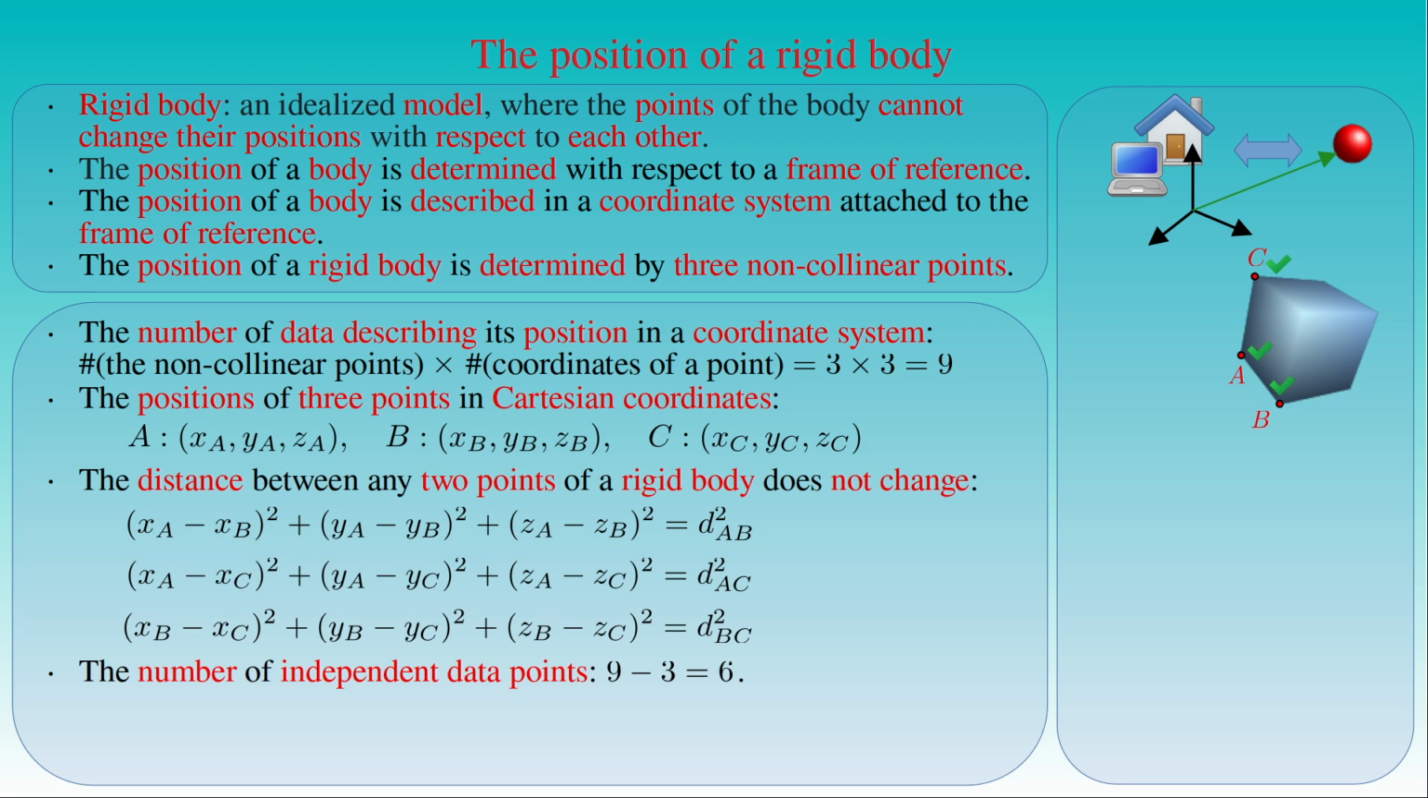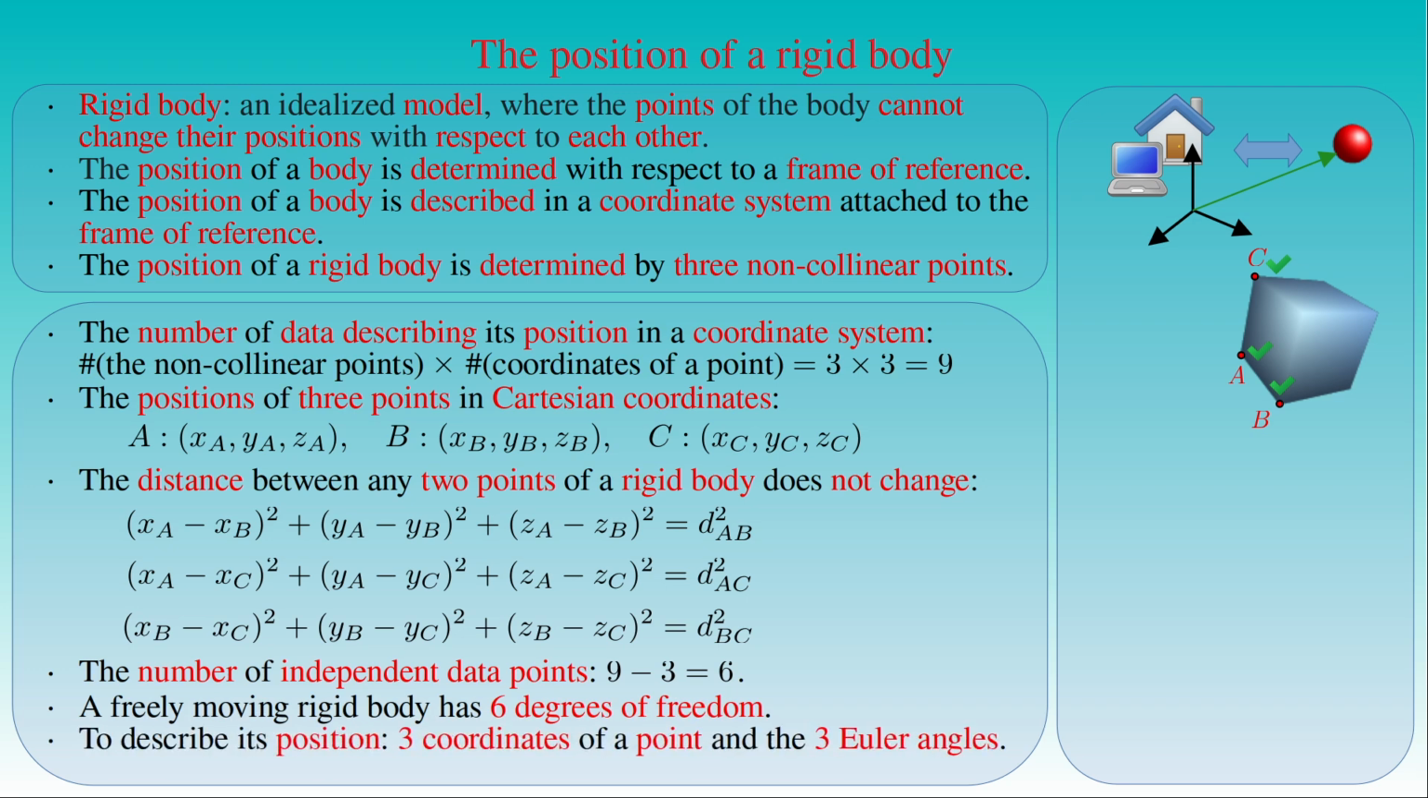In other words, a freely moving rigid body has 6 degrees of freedom as opposed to a freely moving point mass which has only 3 degrees of freedom. We can choose the 3 coordinates of an arbitrary point of the body and 3 angles describing its orientation to specify the 6 independent data for a rigid body, where the angles are the so-called Euler angles.